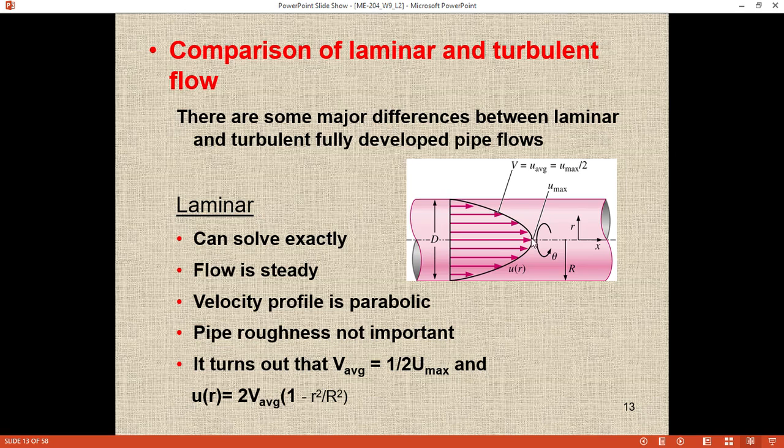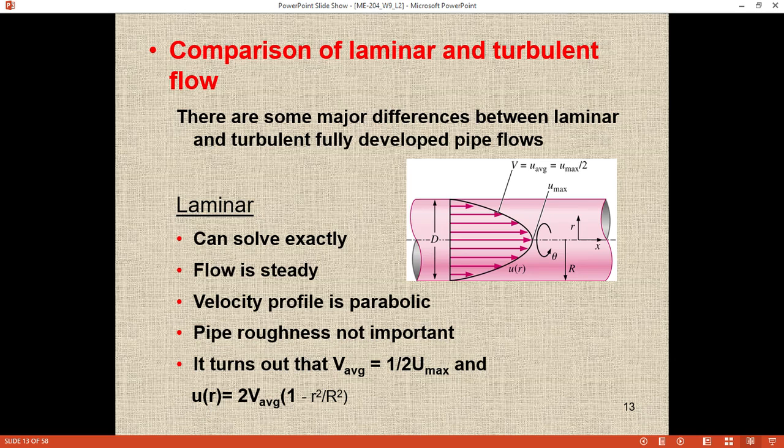because you see this is the maximum velocity, the magnitude of the maximum velocity profile. So this is the maximum velocity at this point. Okay, so V average is half of the maximum velocity. And U is equal to 2 V average times (1 minus r squared over R squared). So it is indicating that the velocity profile is parabolic, a second degree equation. Here you can see the velocity profile is parabolic, and mathematically we will prove it in the later part of the lecture.